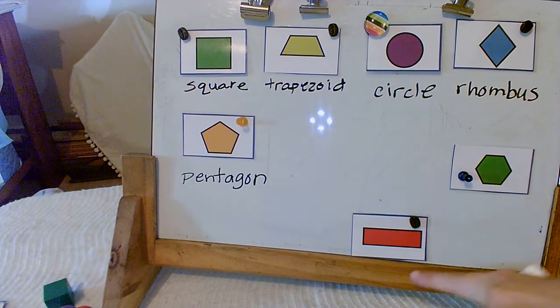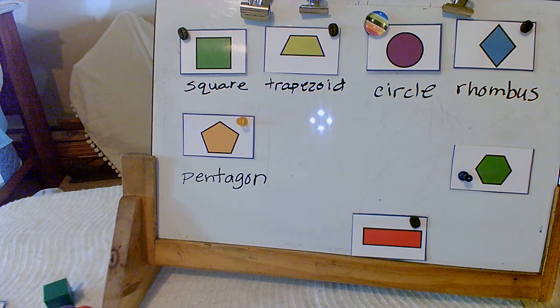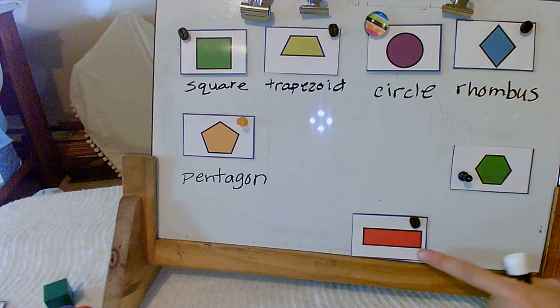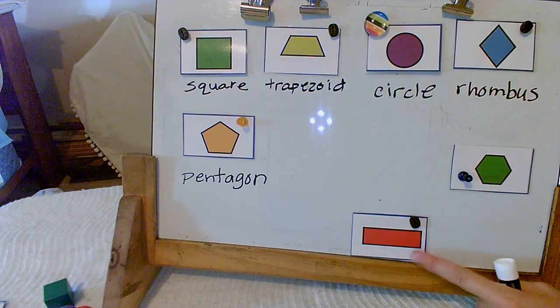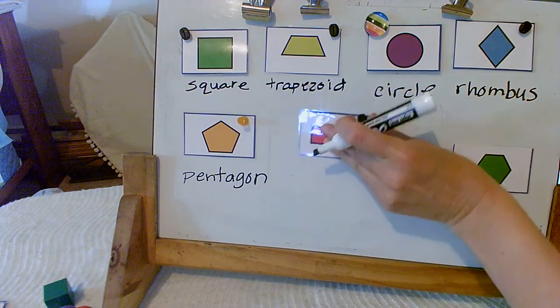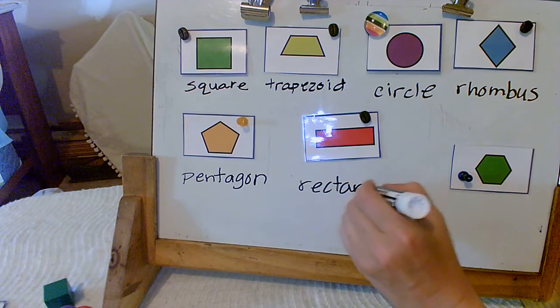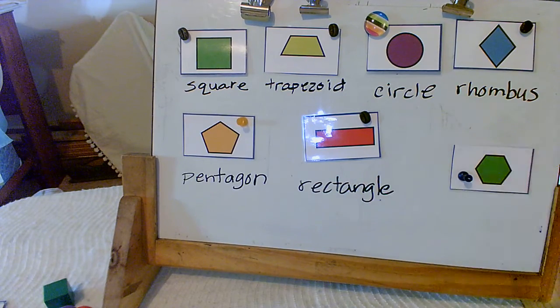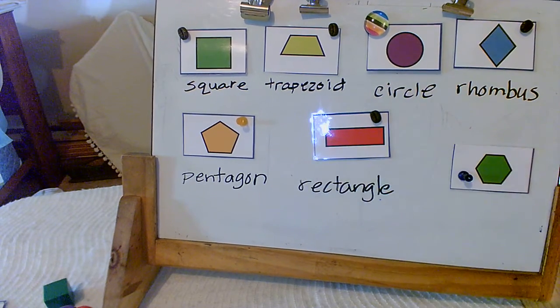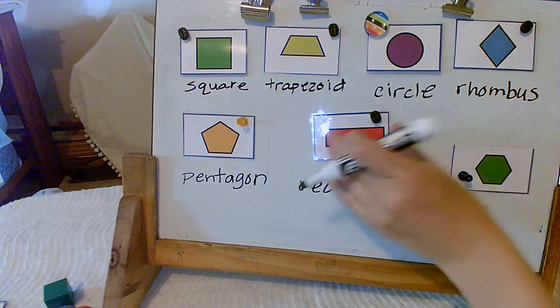Now we have 2 shapes left. Which one is the rectangle? Is this one the rectangle, or is this one the rectangle? You said this one, you are correct. This is a rectangle. A rectangle has 4 sides as well.